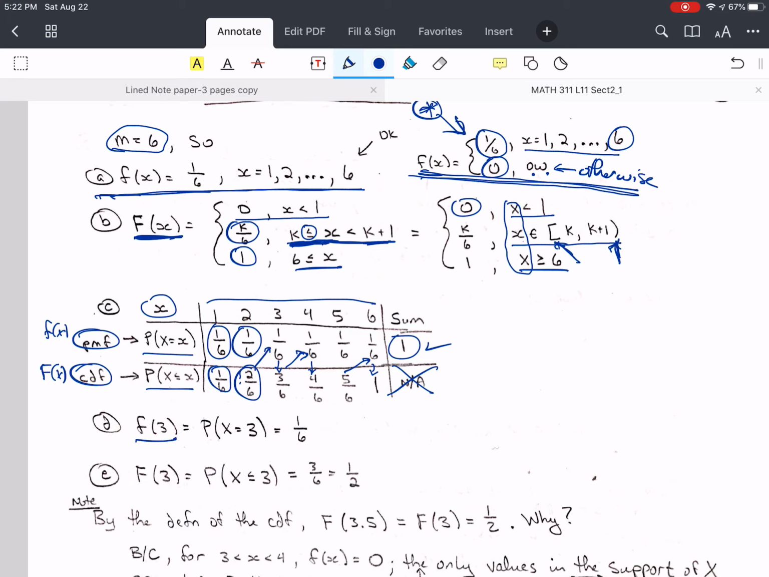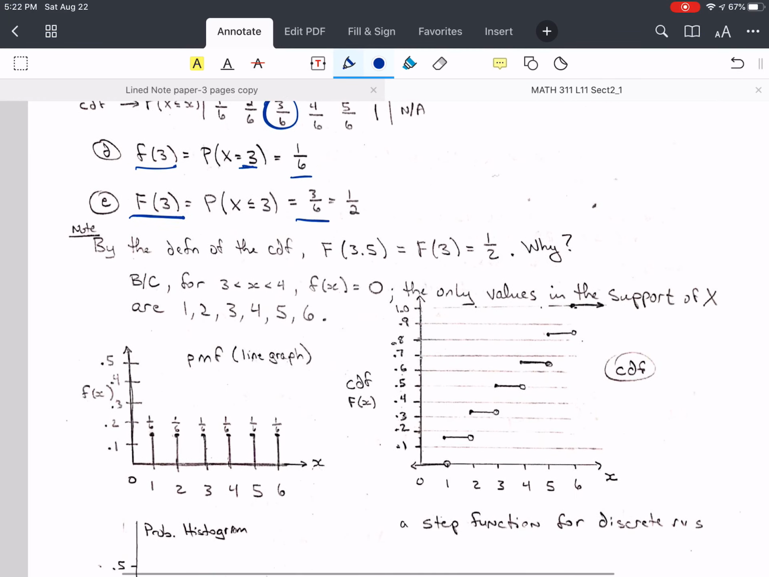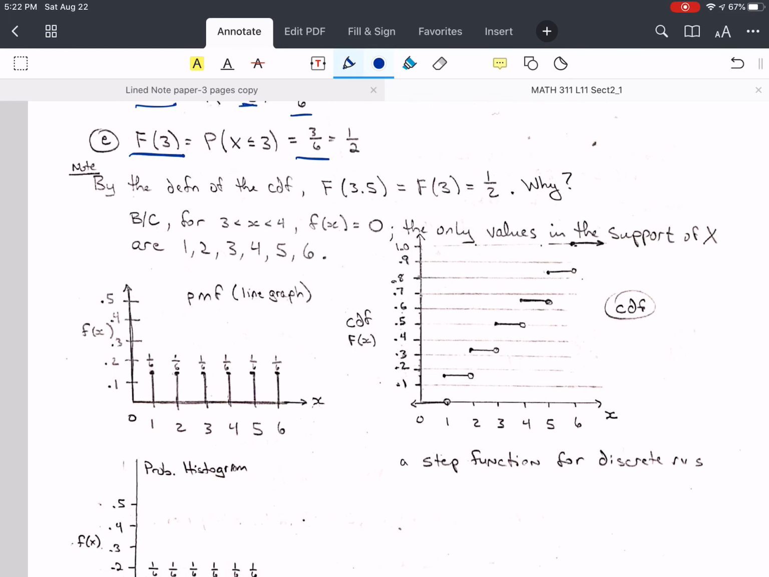So then we ask for f of 3. Once we have the table like this, it's very easy to answer the next problem. We just look up here at 3, and there it is, 1/6. And for capital F of 3, the CDF, here's 3, so here's the CDF of 3: 3/6. I would leave it as 3/6 unless you're asked to simplify it. You may make future calculations more difficult for yourself if you change it to a half.